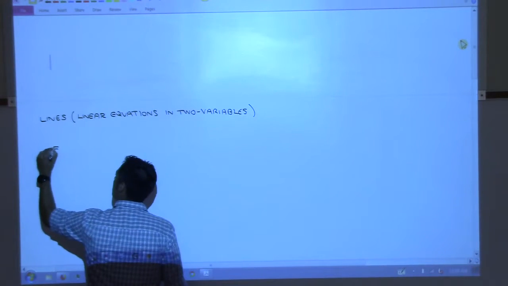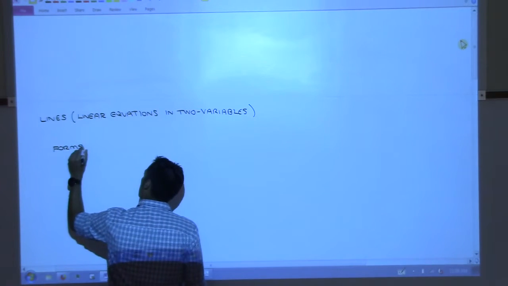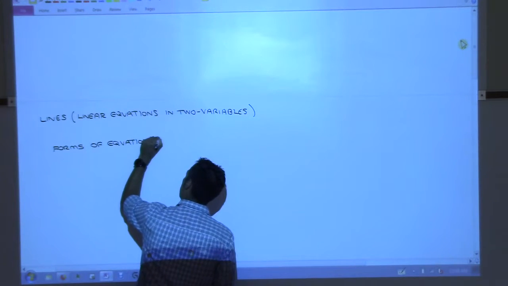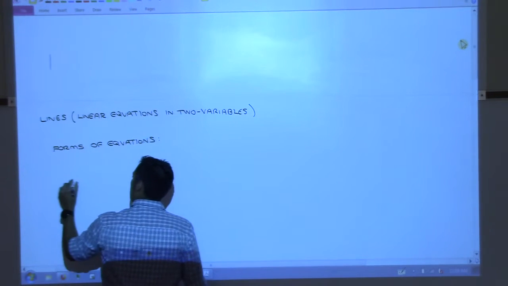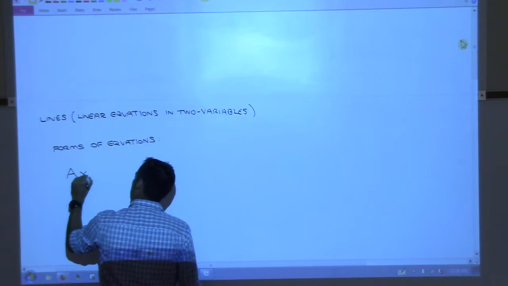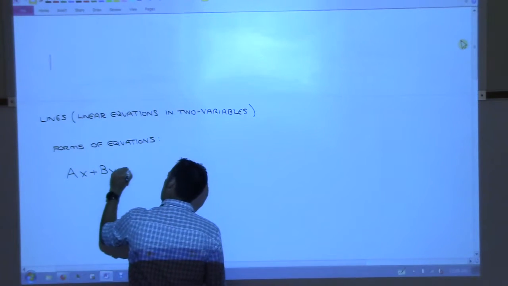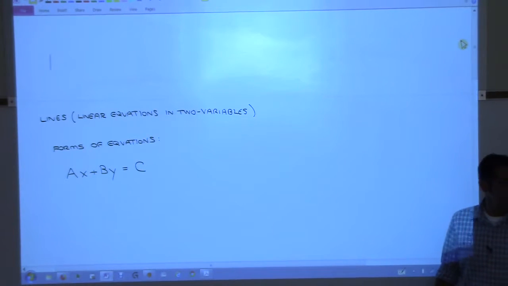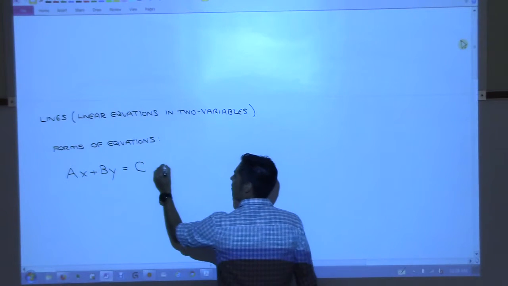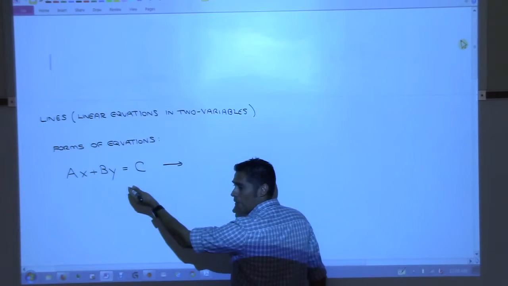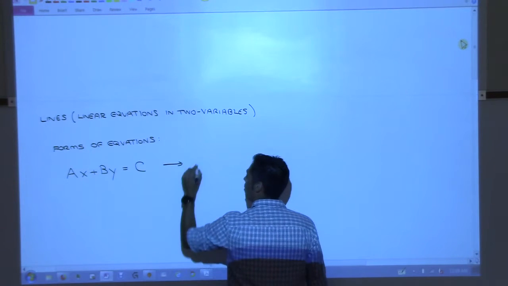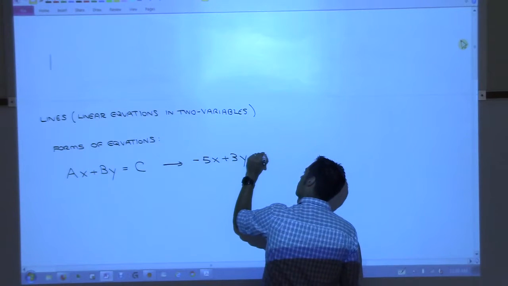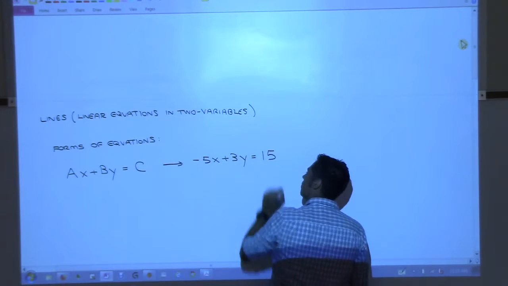The general forms that you'll see a line in. Okay, so the forms of equations that you will see. I started this last class, so I'll just pick up. We have ax plus by equals c. That's one form. This is usually called the standard form. Next to this, I'm going to give you a specific example of what a line in that form would look like. Negative 5x plus 3y equals, let's say, 15.